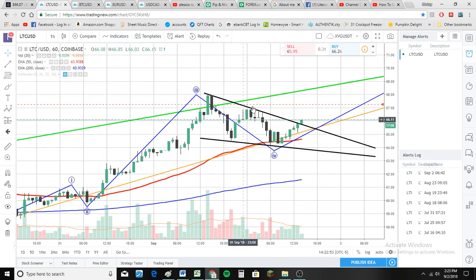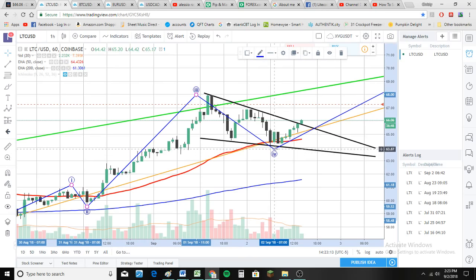And you can see this triangle forming. Now, we're not certain that this is a triangle. If we continue to go up from here, it's definitely not a triangle. It's just an ABC correction. It was a shortish C. The C was pretty short, and we're heading up. And that's, like I said, the limitations of Elliott wave. Sometimes the markets will do that on you. They'll shorten them up. But if that's the case, what we do is we set our stop loss.